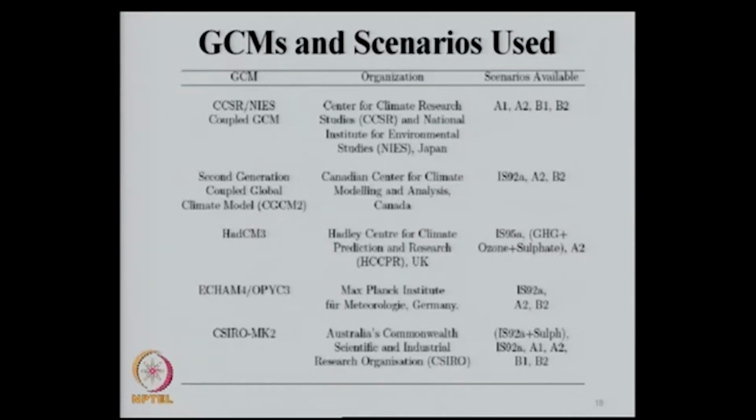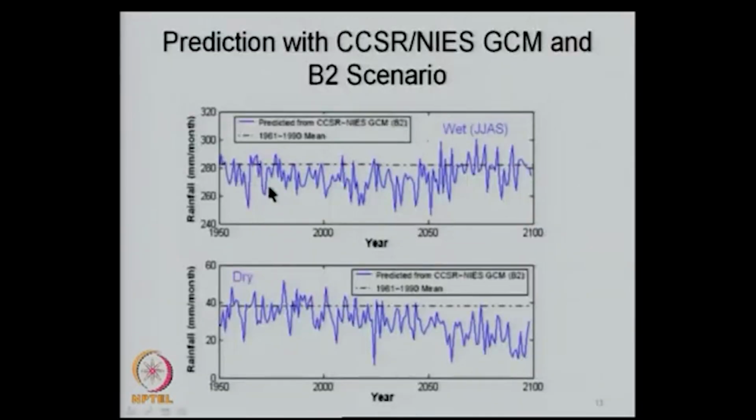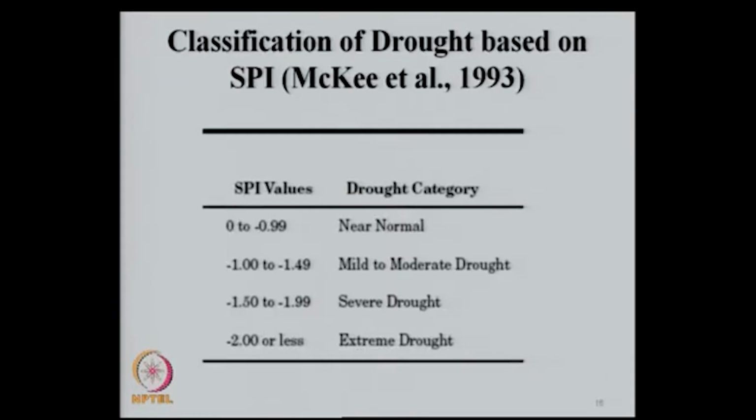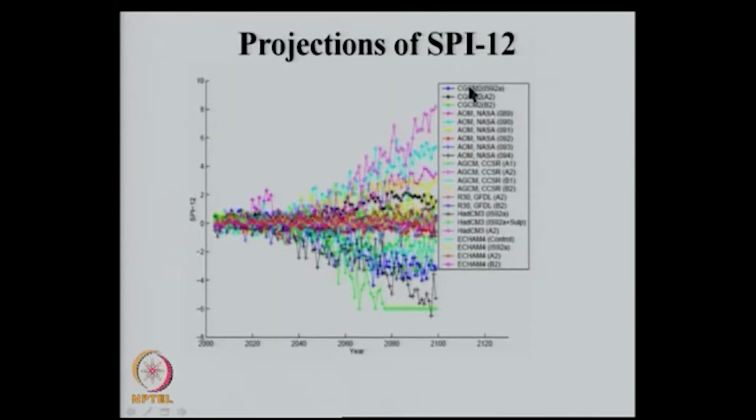Remember, what I talked about just now was precipitation projection. So, this gives the precipitation projection for a given GCM and for a given scenario. This precipitation projection will then be converted into an SPI projection, standardized precipitation index, to indicate how the drought picture is likely to evolve in future, and that we do for several GCM scenario combinations. Each of them will show one GCM scenario combination. For example, this curve may indicate AOM NASA for a particular scenario, then AGCM CCSR for the A1 scenario, CGCM2 for the IS92A scenario. So, each curve represents the projection provided by a particular GCM for a given scenario.